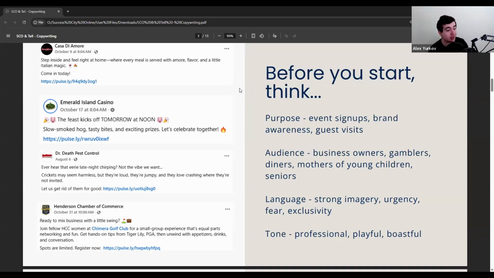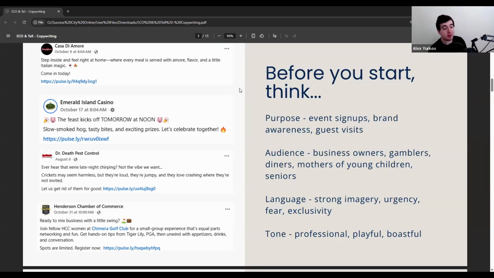The language. What kind of language do you want to use? What linguistic tactics can you use? For example, that could be strong imagery. With Casa de Amore, for example, if we're making a food post for the casinos, we want to talk about the cheese pull and how cheesy this item is. We want to create an image with the words.